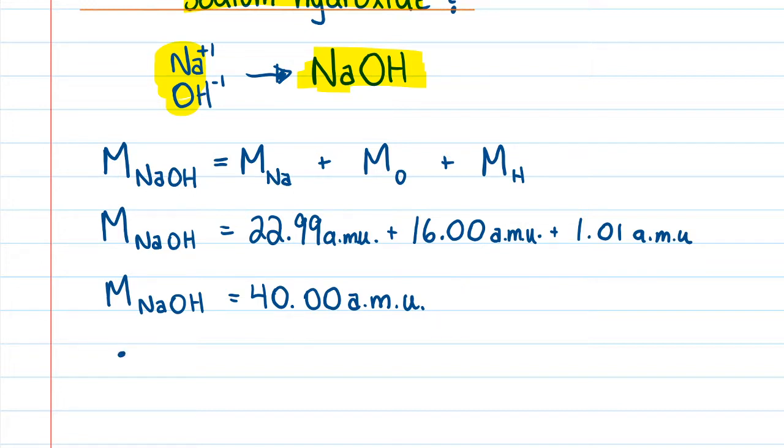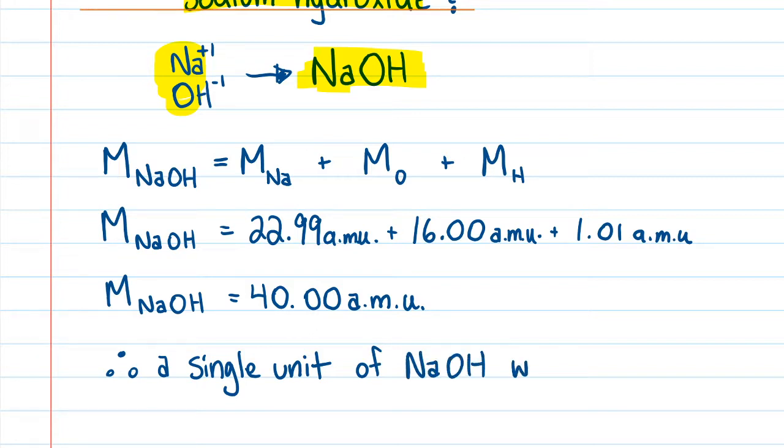We could even say that. So a single unit of NaOH weighs 40 atomic mass units. Just like that. And this really is the whole game. This is it. This is all you need to know how to do.